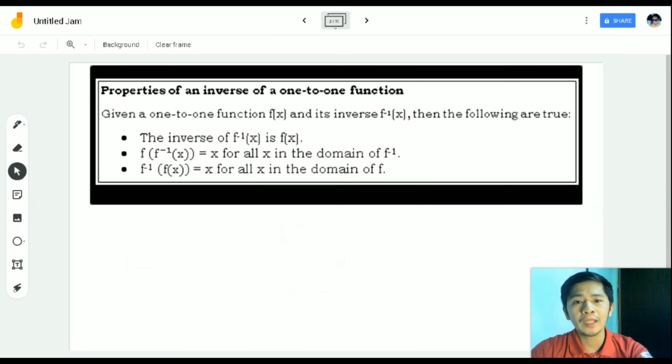Properties of an inverse of a one-to-one function. Given a one-to-one function f of x and its inverse f inverse of x, then the following are true. So the first one, the inverse of f inverse of x is f of x. f of f inverse of x equals x. This is for all x in the domain of f inverse. f inverse of f of x equals x for all x in the domain of f. So I'm going to explain this in the following examples.